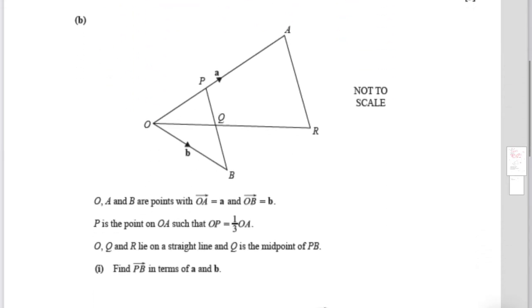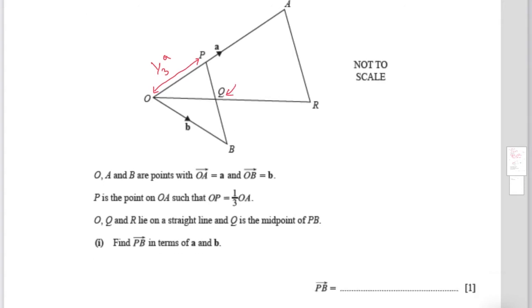The next question gives us two triangles, and O, A and B are points with OA as A and OB as B. P is the point on OA such that OP is 1/3 OA. So this right here is 1/3 of A. O, Q and R lie on a straight line and Q is the midpoint of PB. So Q is the midpoint of PB. Find PB in terms of A and B.